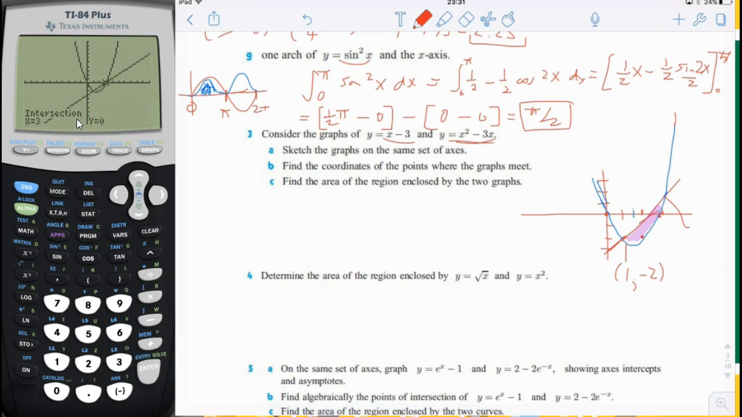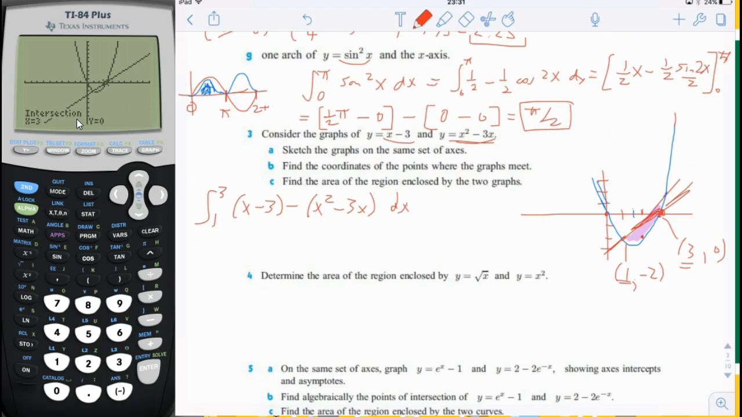Oh, actually it intersects right here, I guess, at the x-intercept, or at the x-axis. Okay. Now we're going to find the area enclosed by taking the integral from 1 to 3 of the function x minus 3 minus x squared minus 3x. The reason why we put x minus 3 first is because it's the one that's on top. We put the one that's on top first.